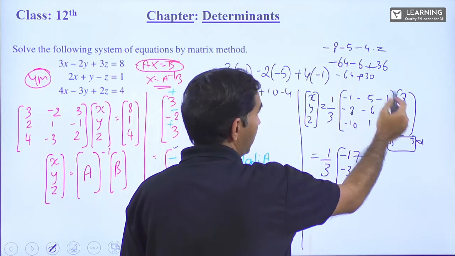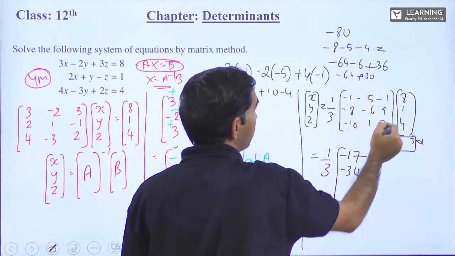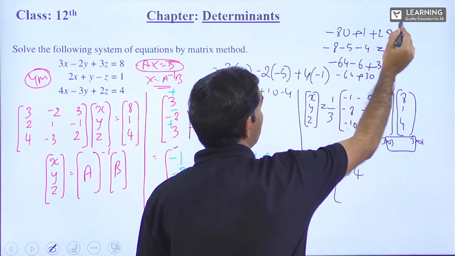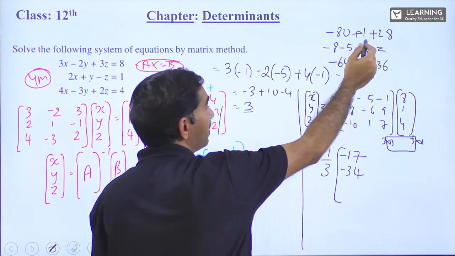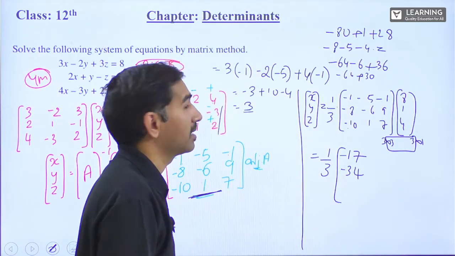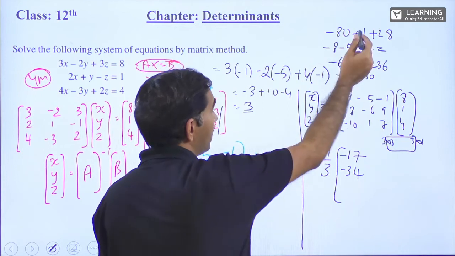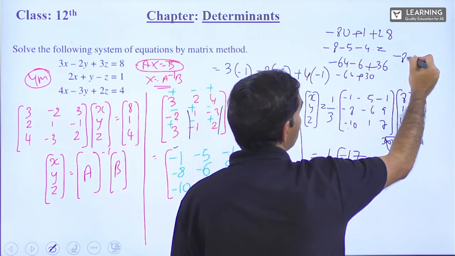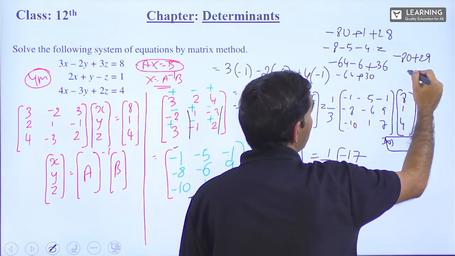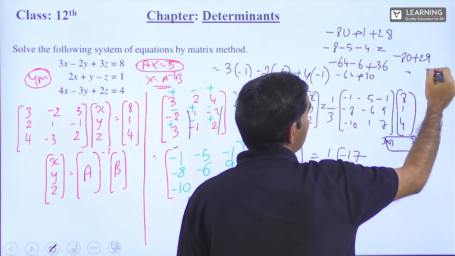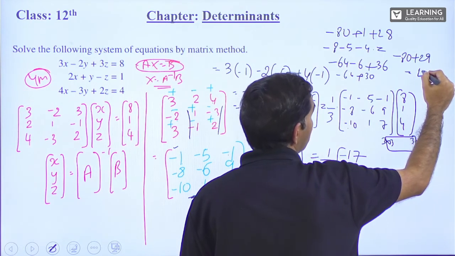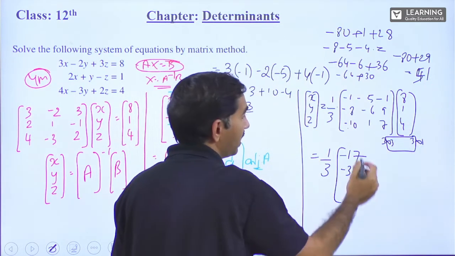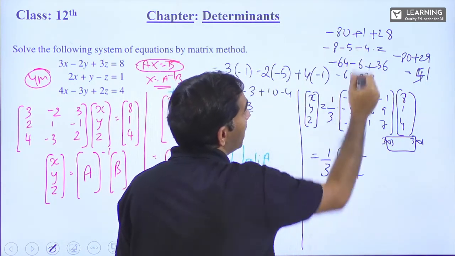Minus 10 into 8 is minus 80. 1 into 1 is plus 1. And 7 into 4 is plus 28. So 29, consider it as 30 students. So minus 80 plus 29. So this will give us minus 51. So here we'll be getting how much students? Minus 51.